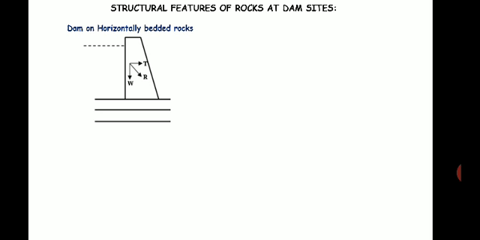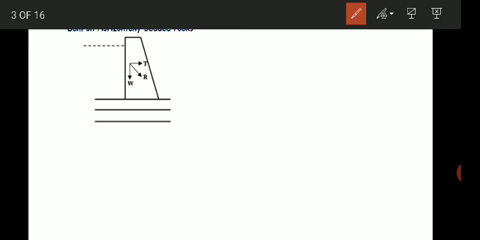Okay, so first we'll see the rocks if they are horizontal. So here, the dam on horizontally bedded rock. When the rocks are horizontal, the excavation at the dam site should be carried out till we get the hard and strong rock. So here this is the dam. The gravity type of dam is represented like this.